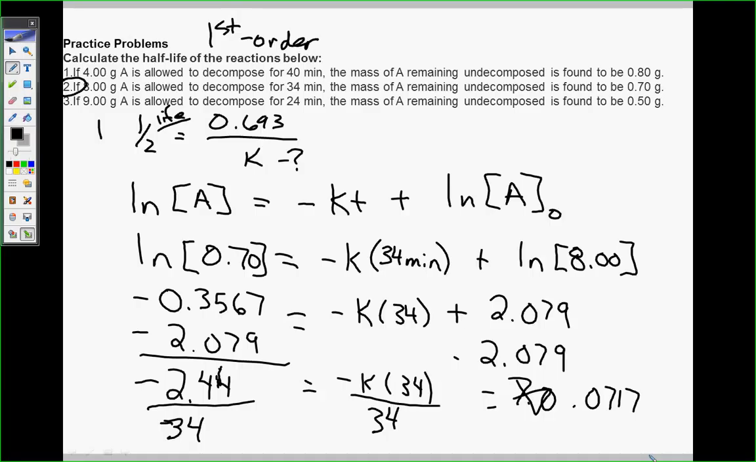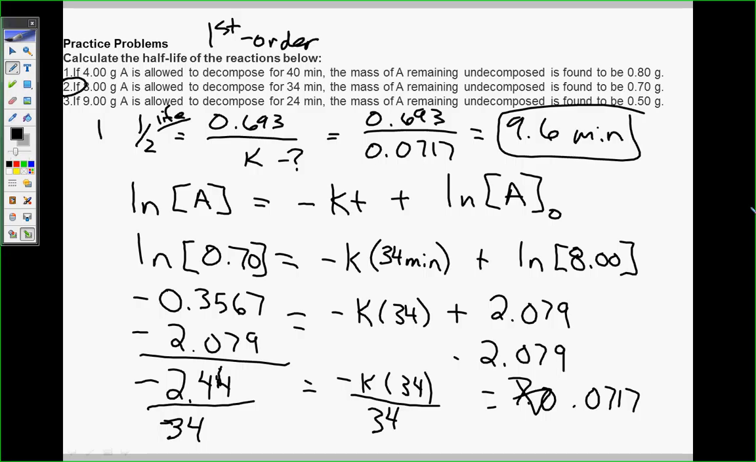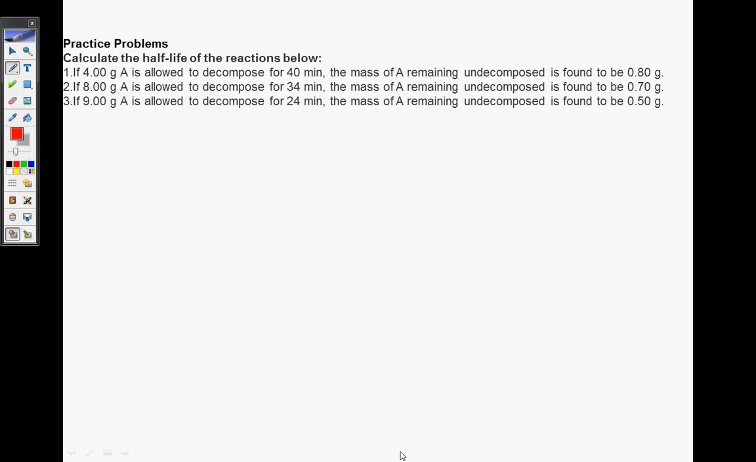I don't like that. That doesn't look right to me. What do we have to do next? 0.693 divided by 0.0717 equals what? 9.67. So 9.6 minutes or so. I take K, which I just solved for, and since I had negative and negative, make it positive. Put that up to the top, get my 9.6 minutes. I'm hoping that's it. Hoping on your exam, if you get that this spring, you'll be just fine. I know it'll be on my test.